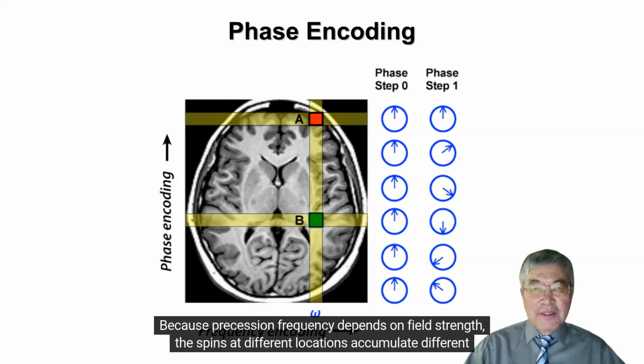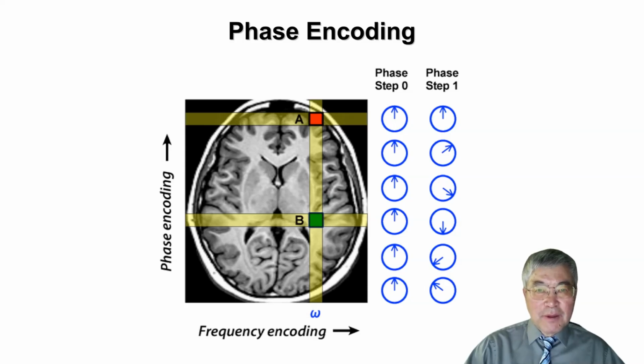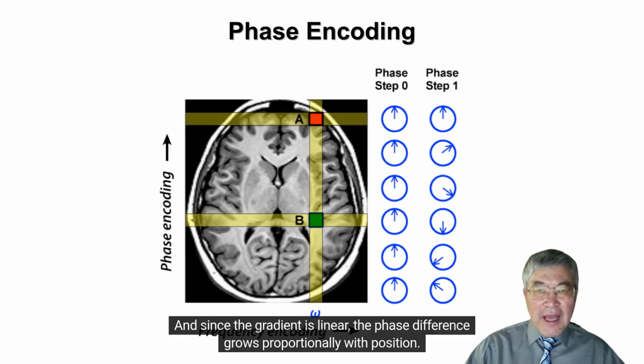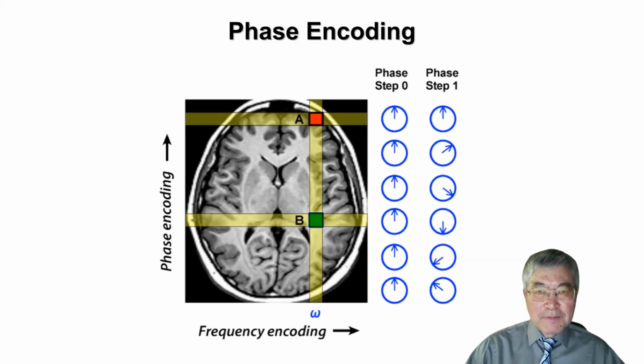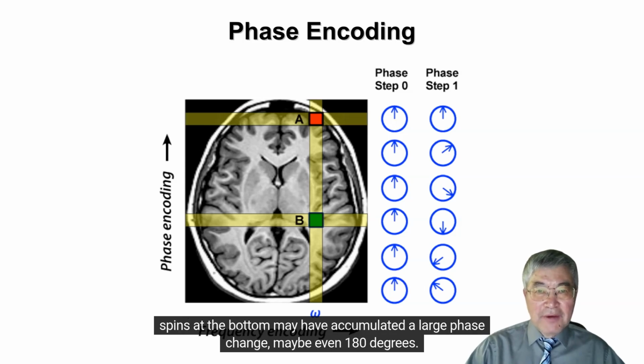Because precession frequency depends on field strength, the spins at different locations accumulate different amounts of phase shift over that same time interval. Where the field is weak, the spins precess more slowly. Where the field is strong, the spins precess more quickly. And since the gradient is linear, the phase difference grows proportionally with position. So, after the gradient pulse, spins at the top may have accumulated only a small phase change, while spins at the bottom may have accumulated a large phase change, maybe even 180 degrees.